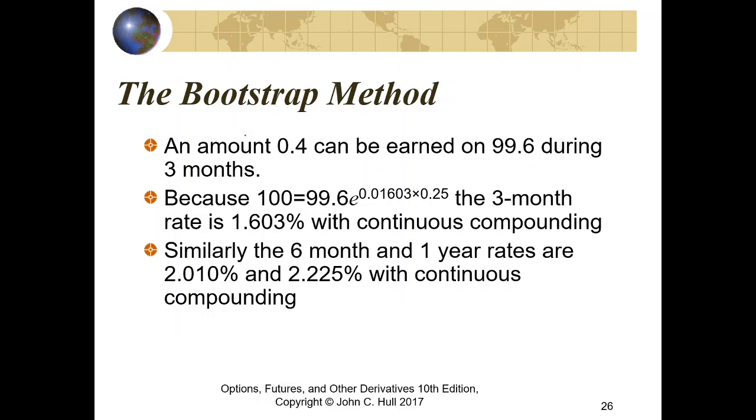So if we apply this for the 3 month zero rate, we will get the 3 month zero rate is 1.603. Again, we are dealing with rates that are continuously compounded. We follow the same process for the 6 months, and for the 1 year we will find that the 6 months is 2.01 and the 1 year is 2.225%, all again with continuous compounding.